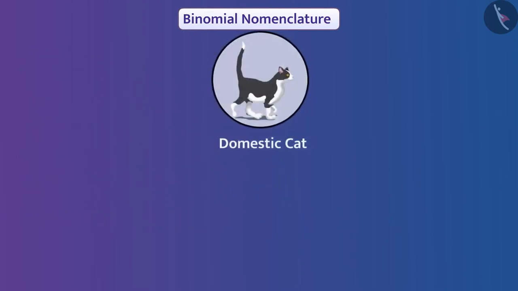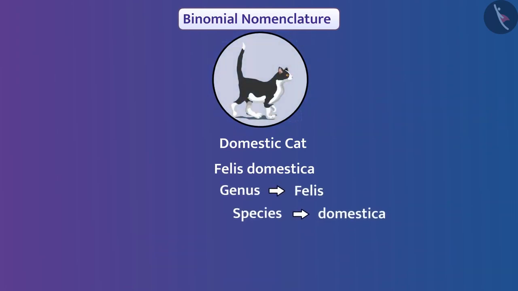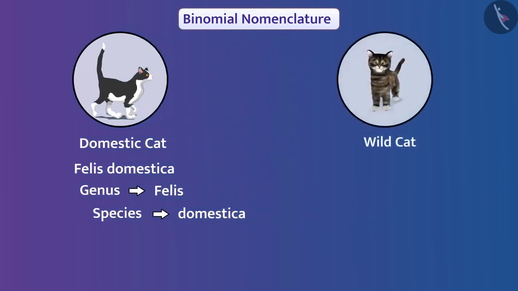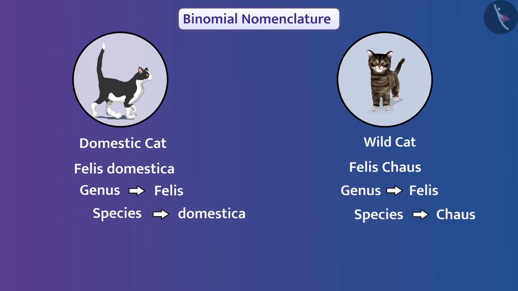For example, a domestic cat has a scientific name, Felis domestica. This means that domestic cat belongs to genus Felis and species domestica. In this way, wild cat has the name Felis chaus, in which Felis is the genus and chaus is the species.